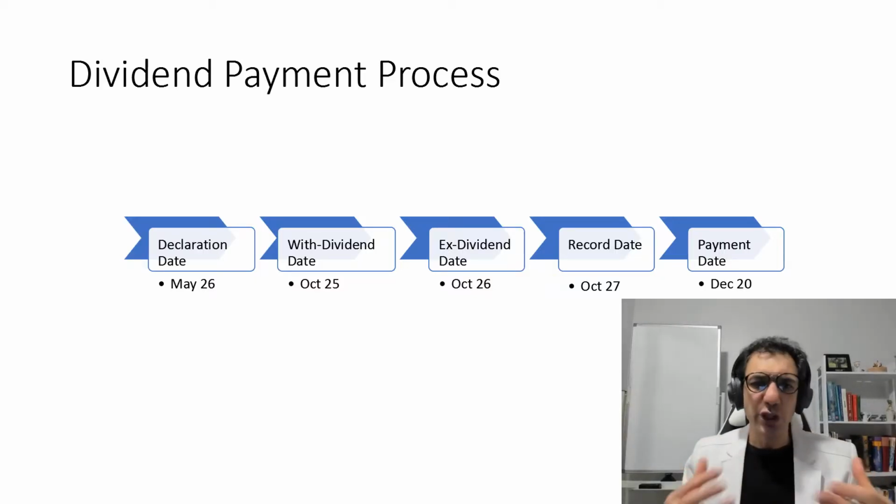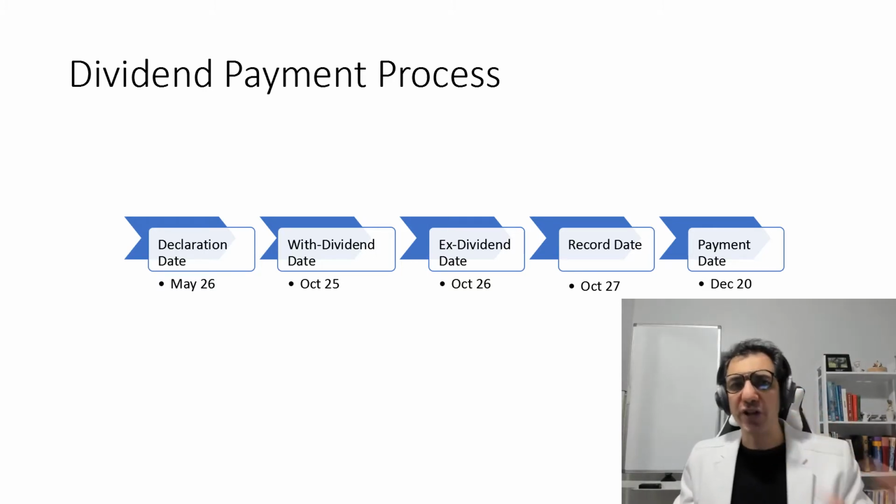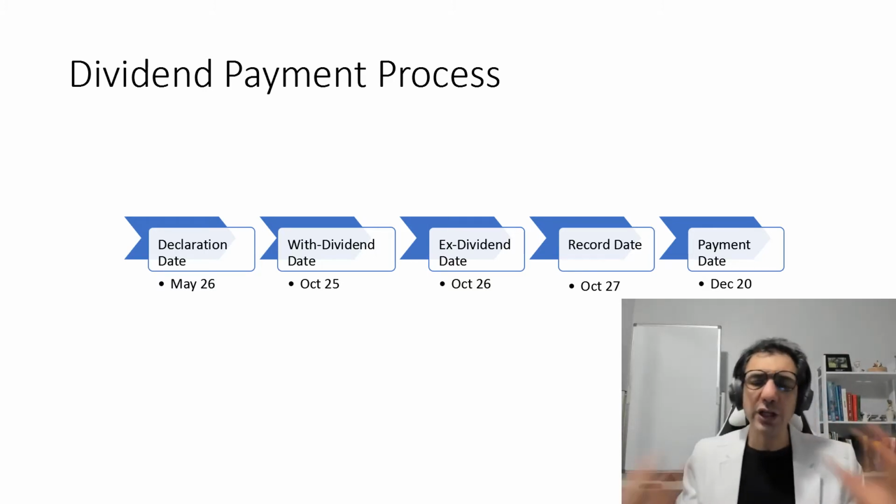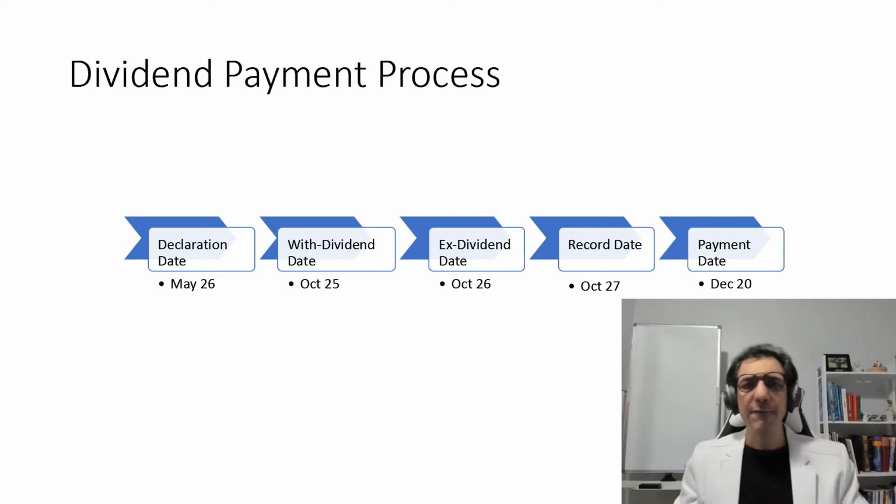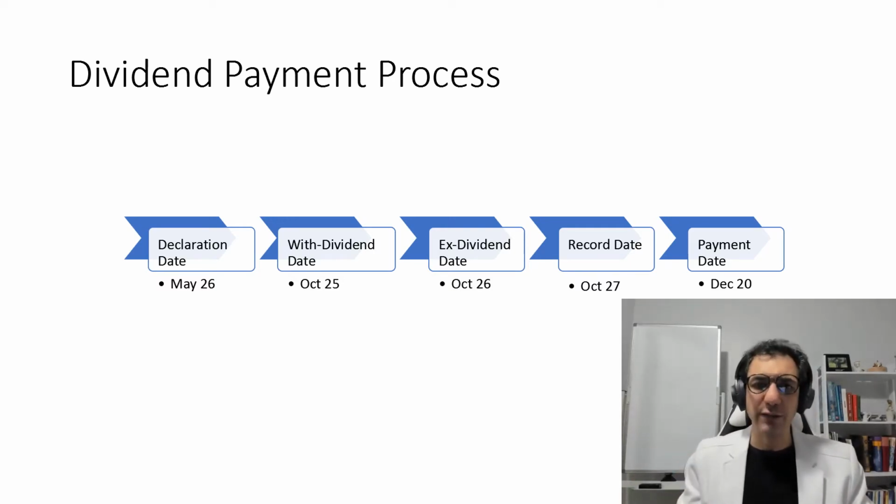What is the procedure when it comes to dividend payment? Usually there are 5 stages involved. The first is the declaration date. For example, let's assume a company is declaring that it's going to pay dividends for a specific amount at a specific time to its shareholders.